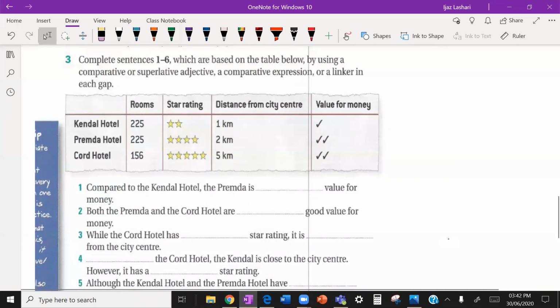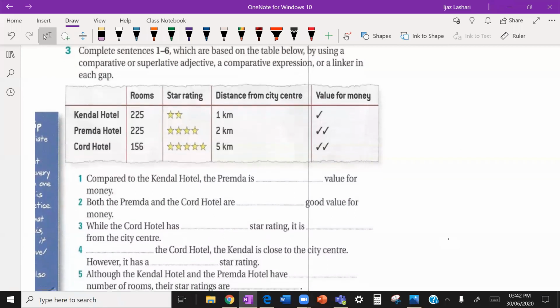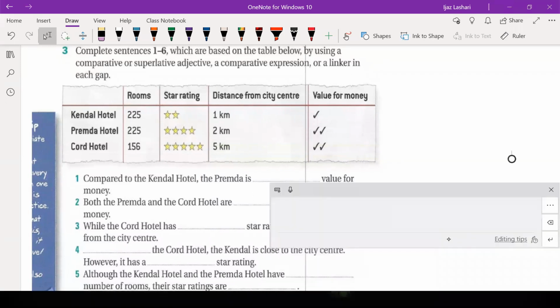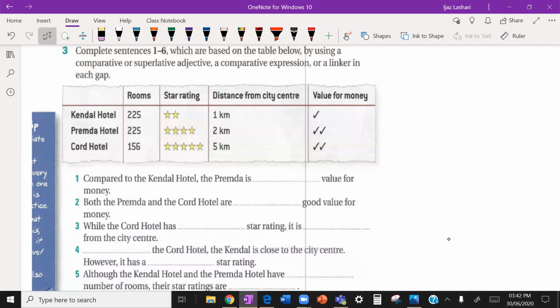Okay, when you look at the next exercise, can anyone read this exercise, which is number 3? Anyone can volunteer and read exercise number 3. Complete sentences 1 to 6 which are based on the table below by using a comparative or superlative adjective, a comparative expression or a linker in each gap.